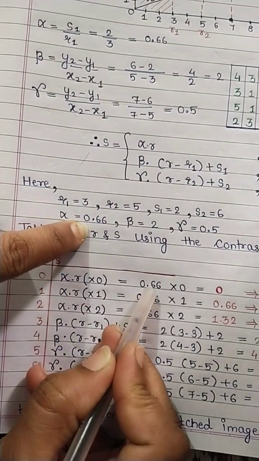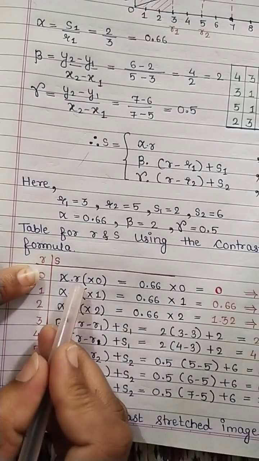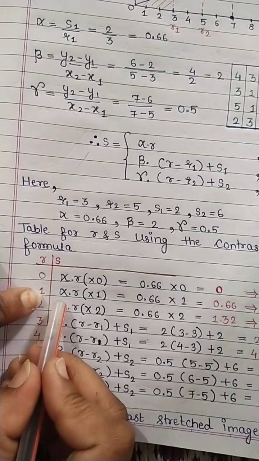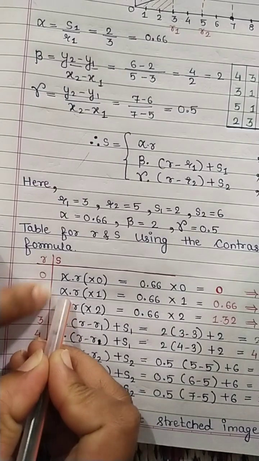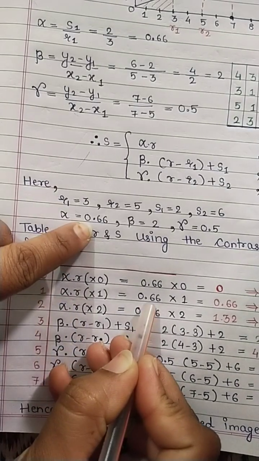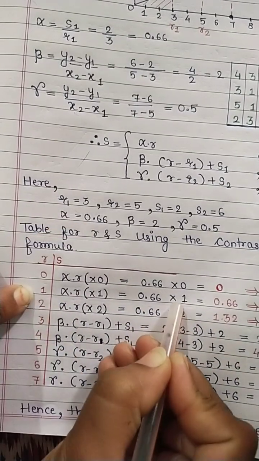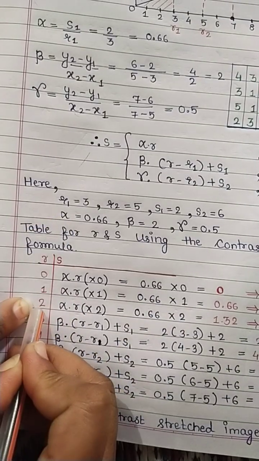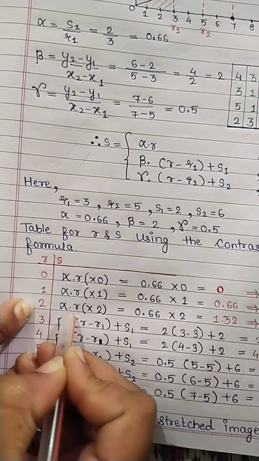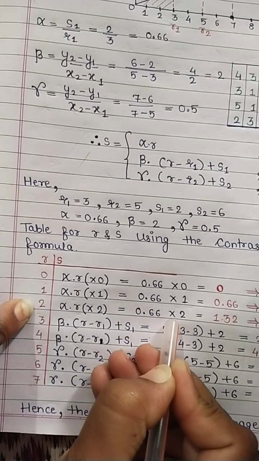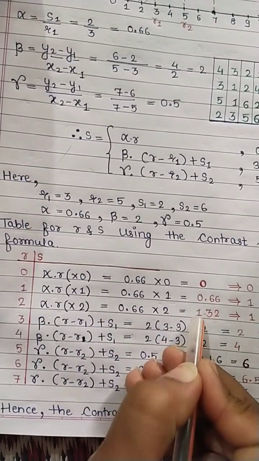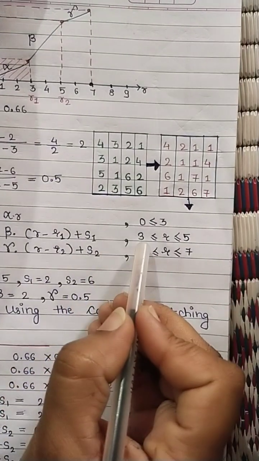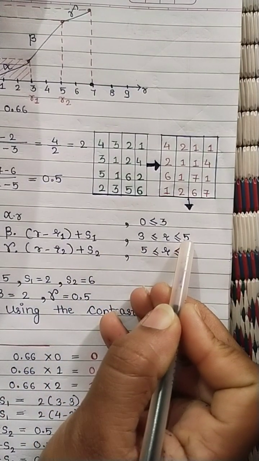What is the value of alpha? It is 0.66. What is the value of R? It is 0, so alpha into R is 0.66 multiplied by 0. Next is alpha into R, alpha is 0.66 and the value of R is 1. Next is alpha into R, R is here 2 and alpha is 0.66, 0.66 into 2. So this is what we get as the output: 0, 0.66, 1.32. Now next range from 3 to 5.